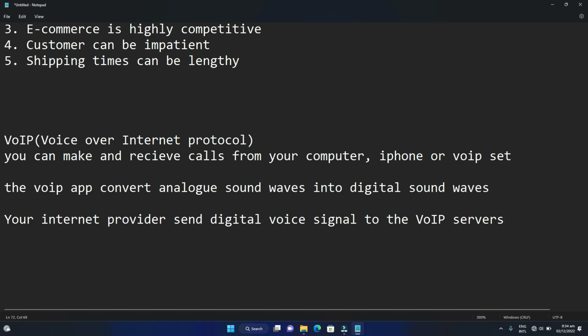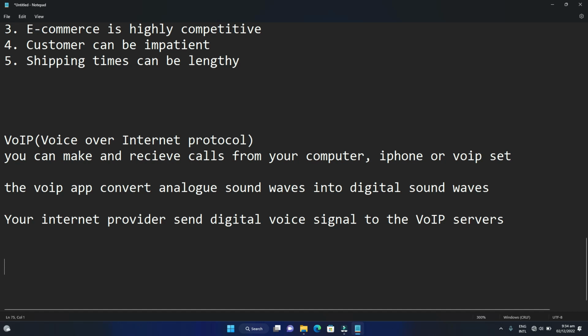You see, it's very simple. So your internet provider gets the digital sound waves. They will send the digital sound wave to the VoIP service, so that it can be sent to the right places.